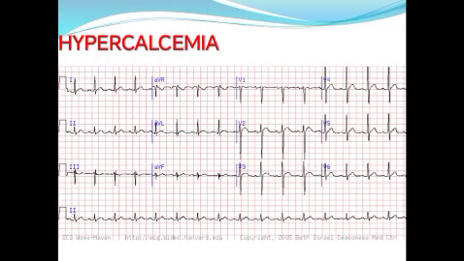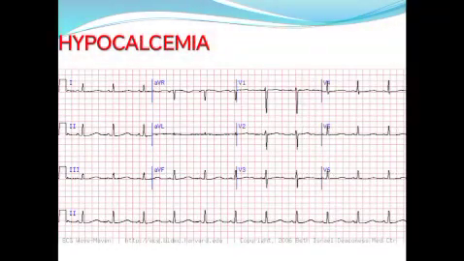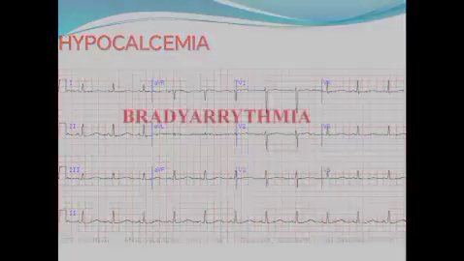Hypercalcemia. See this ECG example. It shortened the QT interval. The opposite occurs in hypocalcemia, with prolongation of the ST segment and of the QT interval. The QT interval is prolonged in hypocalcemia.